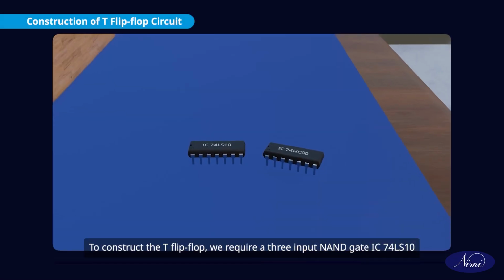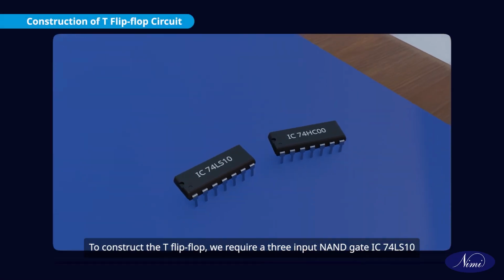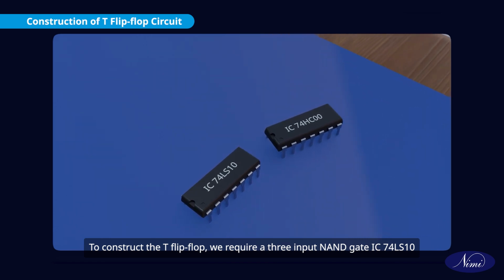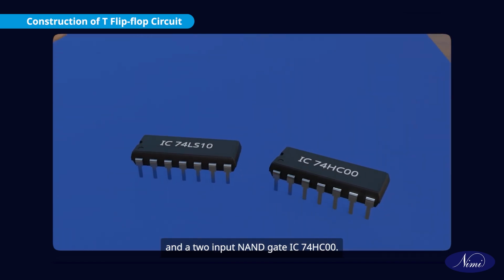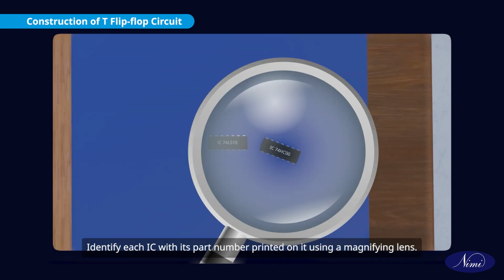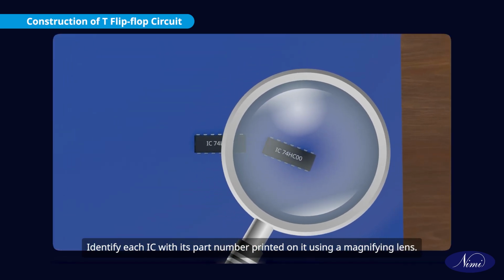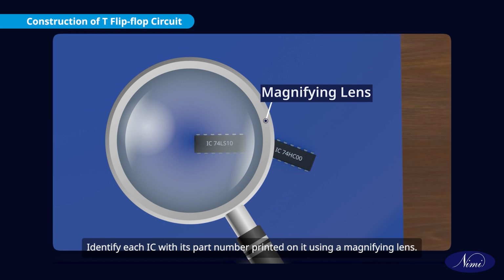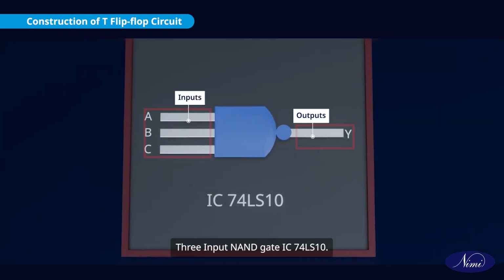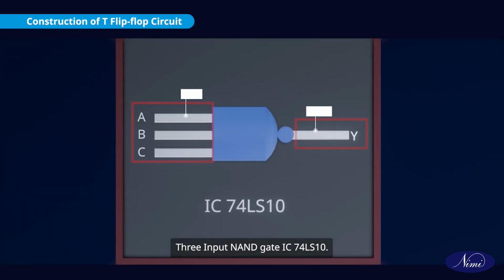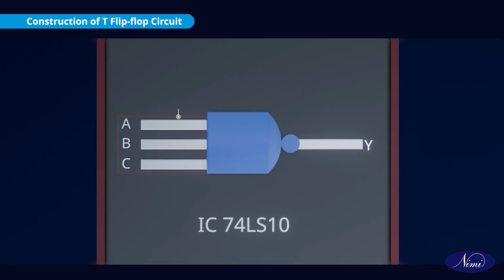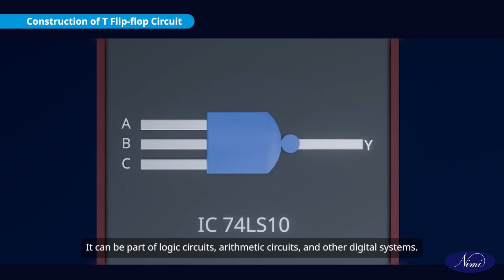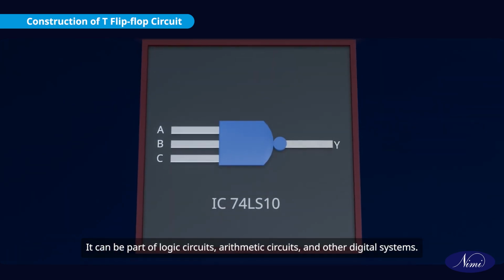To construct the T flip-flop, we require a 3-input NAND gate IC 74LS10 and a 2-input NAND gate IC 74HC00. Identify each IC with its part number printed on it using a magnifying lens. 3-input NAND gate IC 74LS10. The IC 74LS10 performs the logical operation of a 3-input NAND gate. It can be part of logic circuits, arithmetic circuits, and other digital systems.